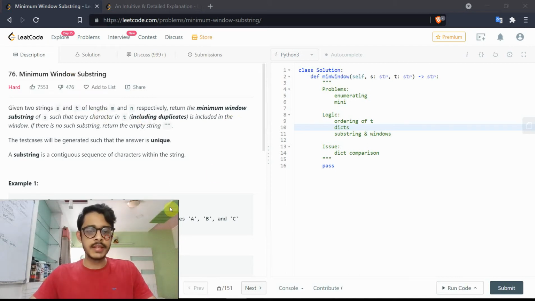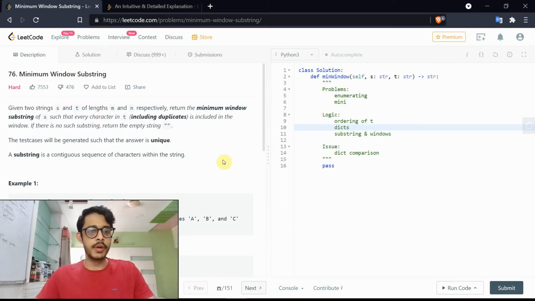Okay, so this is the solution to the problem minimum window substring. It's labeled hard and I'm going to discuss the official solution for this problem. So you're given two strings S and T, and S is the string you will be working on as your primary source and T, assume, is the target string.